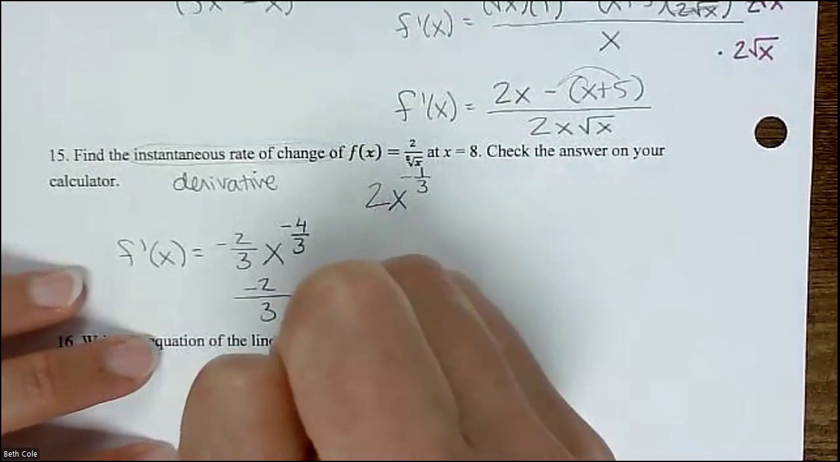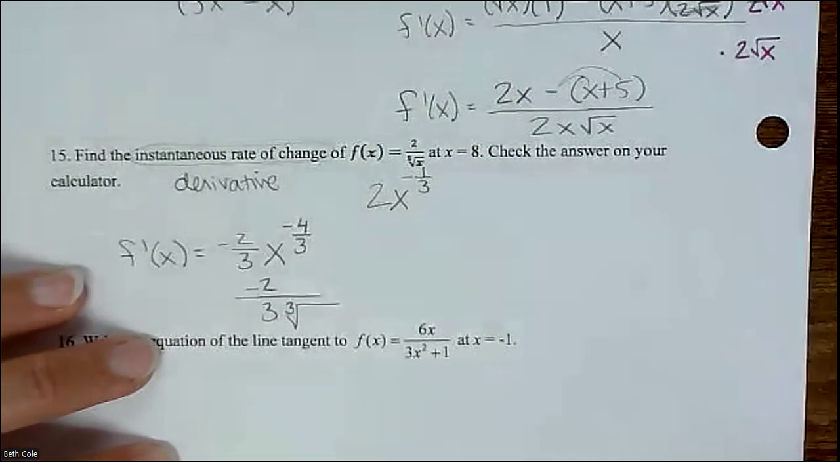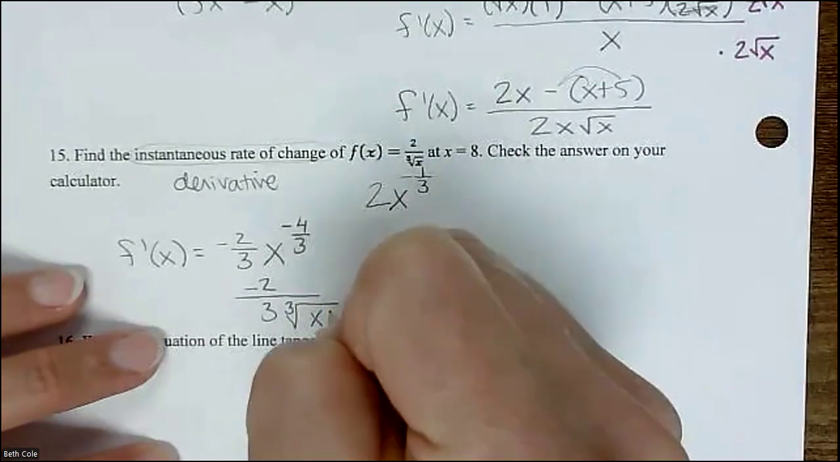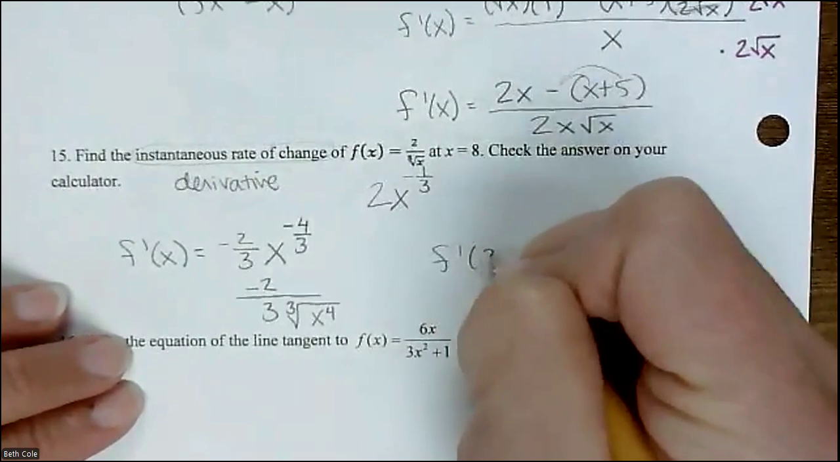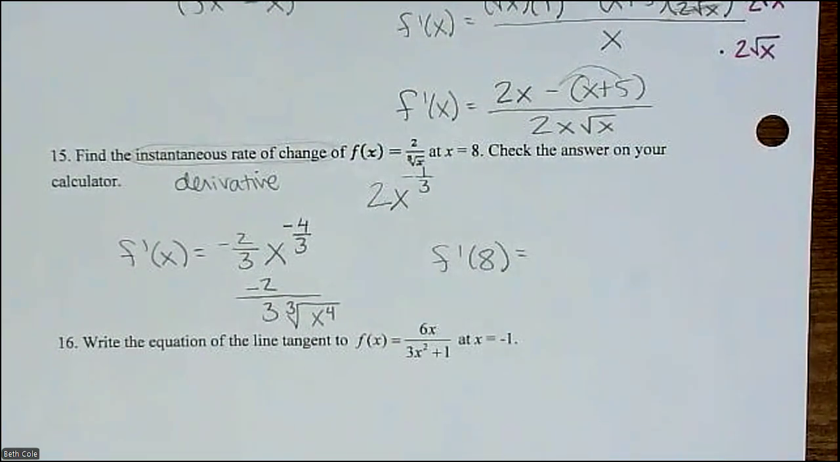And what type of root is it? It's a cube root. If it's a cube root in the problem, it's going to be a cube root in the answer. And it's cube root of x to the 4th. Good. Perfect. Now, what did it say to plug in? 8. So we're going to plug in 8. See what we get. And then I'll show you on the calculator.